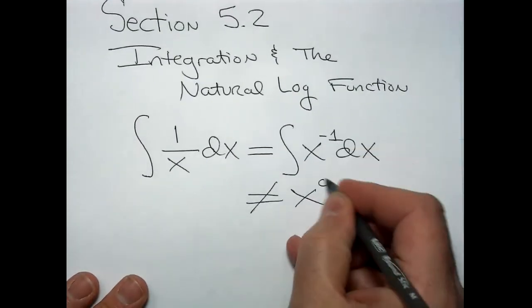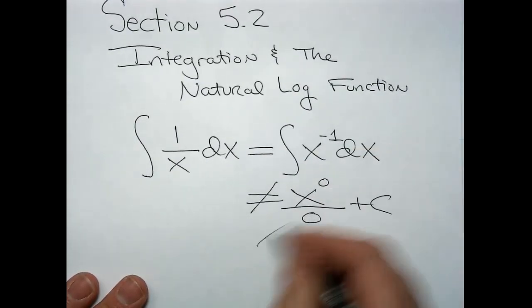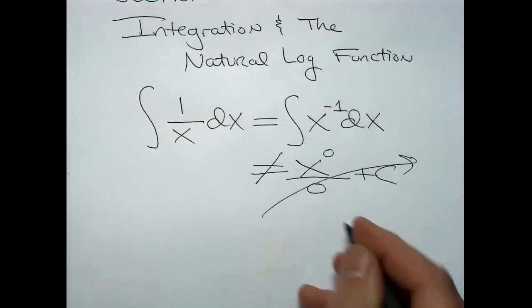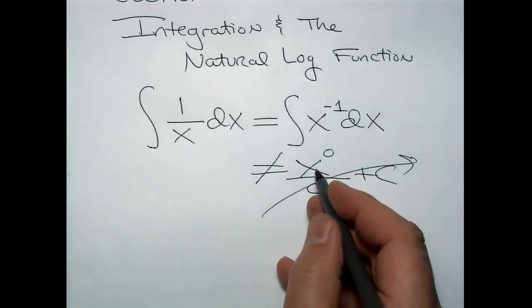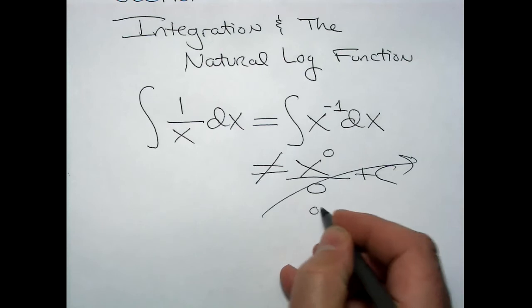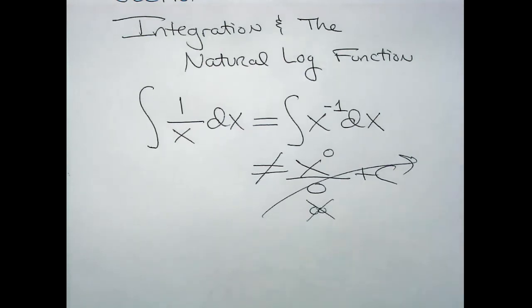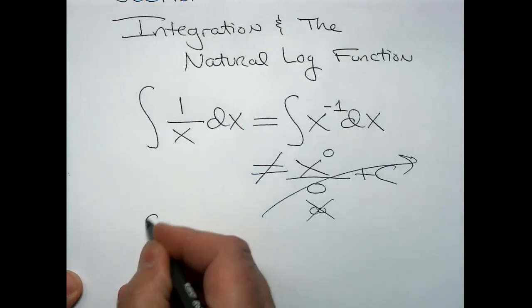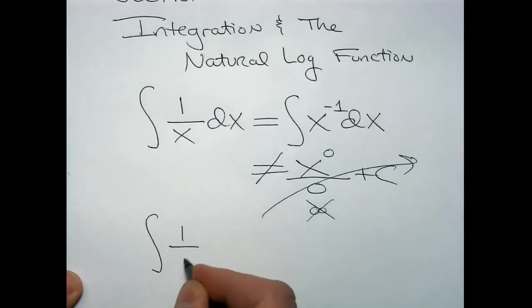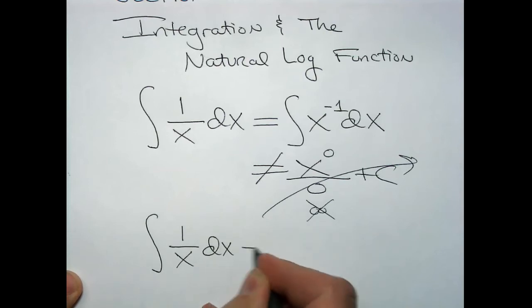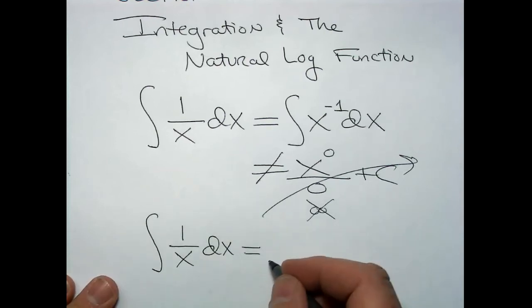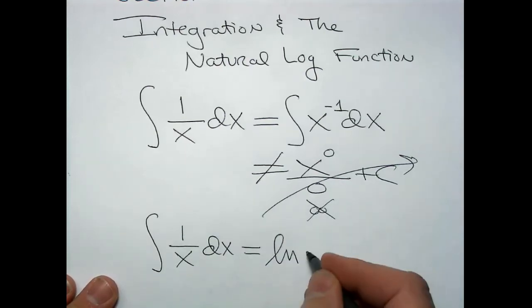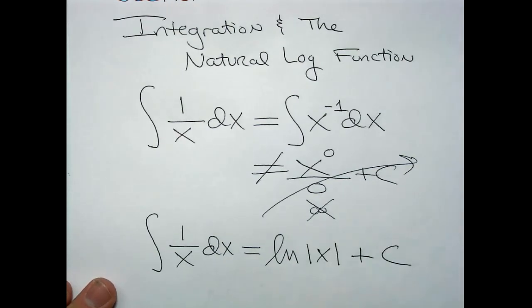You do not add 1 to the exponent and divide by the new exponent, because look what you get here. For the most part, if x is not 0 itself, you get infinity. And that is not the area underneath the 1 over x curve. That's a big failure. But after looking a little more carefully at integrating under the 1 over x curve, we learned that it ends up being the natural log of x plus a constant.